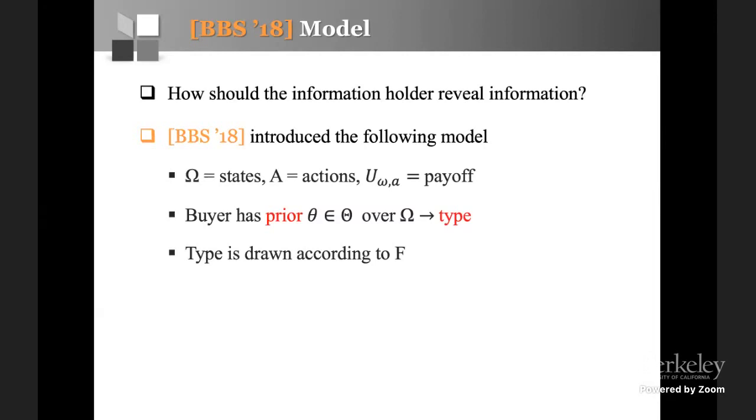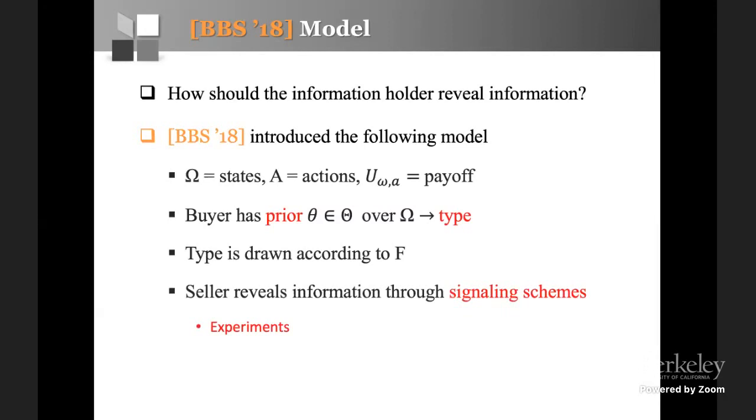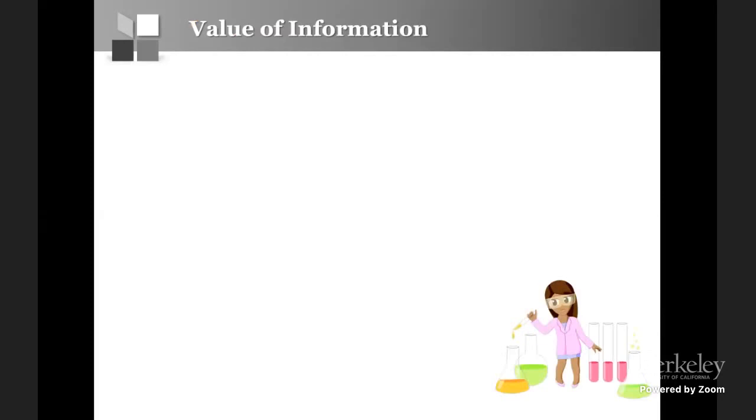The way that the seller reveals information is by sending signals that are correlated with the underlying state of the world. You can think of the signaling schemes that the seller uses as tests. Based on the results of the test, the buyer might either choose to deviate to a different action from the one she was thinking of taking or stick to the same one. We call these signaling schemes experiments. In order to come up with the optimal way to reveal information, we first have to consider how the agents evaluate the extra information that they get.